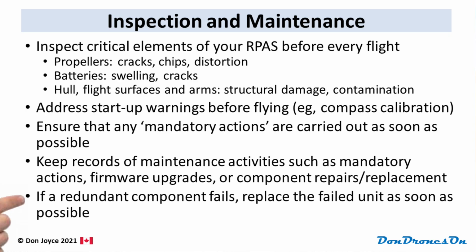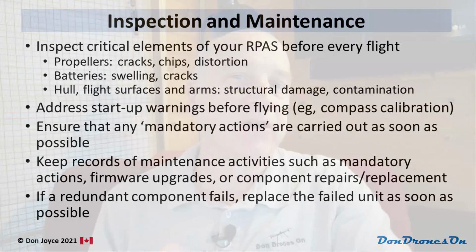Some drones have redundant or backup systems on board. For example, Mavic 2s have redundant IMUs. If your system tells you that the main unit has failed and the redundant unit is being used, don't just carry on. Repair the failed part as soon as possible. Otherwise, it's like driving around on your spare tire. Not a good idea. Well, there we have it. How the various systems and components of your drone, and even fixed-wing RPA, work together to create an amazing flying machine.